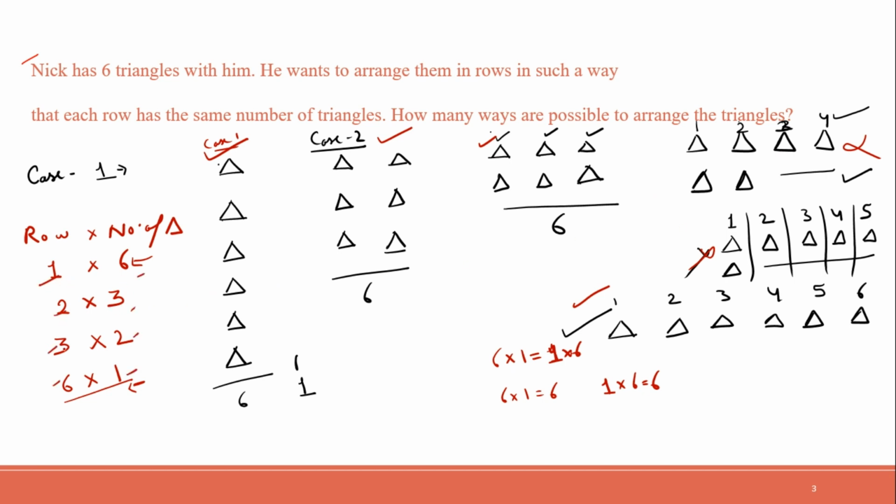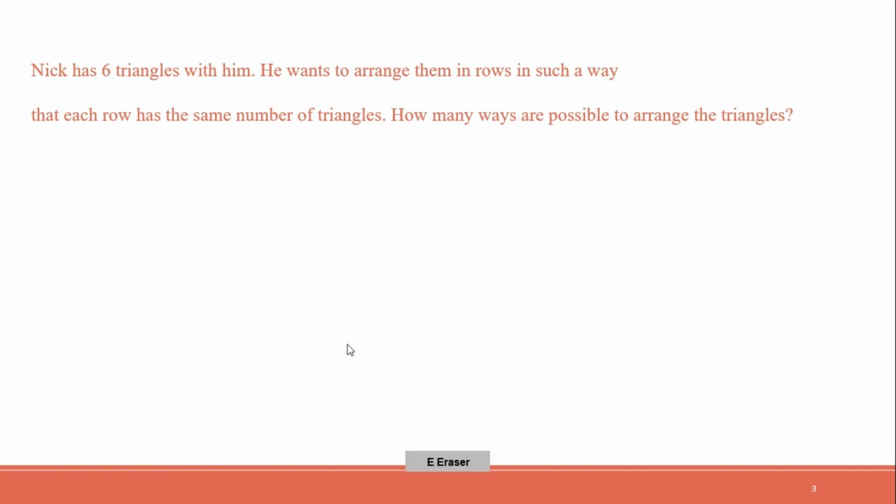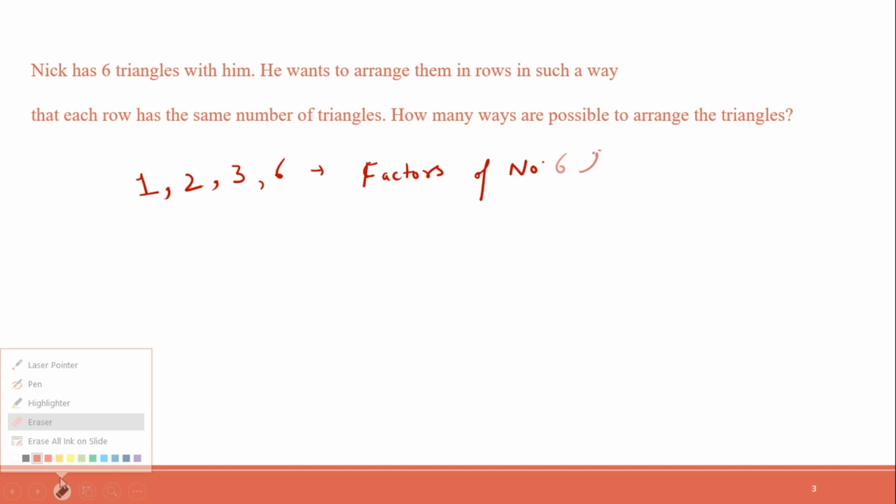Because 1, 2, 3, and 6 are the factors of the number 6. What does it mean? Factors of number 6: 1, 2, 3, and 6. These are factors of number 6. That means if these numbers are factors of 6, then 6 is divisible by each one of these numbers.